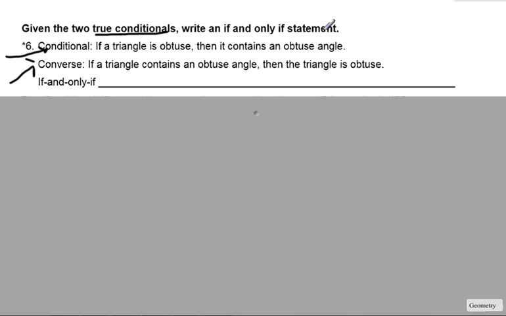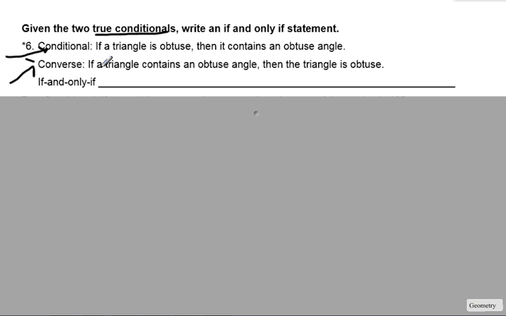But if I don't tell you they're true, and I say, hey, can you write an if and only if statement for this? Or can you write a biconditional for this? If the converse isn't true, then no, you cannot write a biconditional. So just remember that, because that will come up in later quizzes and such. Okay, so here's our conditional. If a triangle is obtuse, then it contains an obtuse angle. The converse, if a triangle contains an obtuse angle, then the triangle is obtuse.